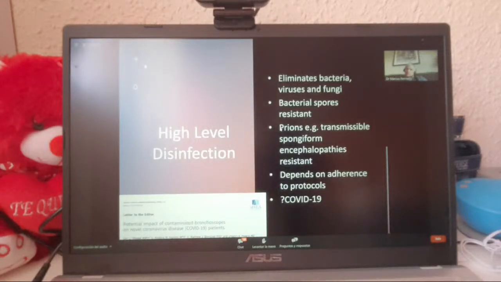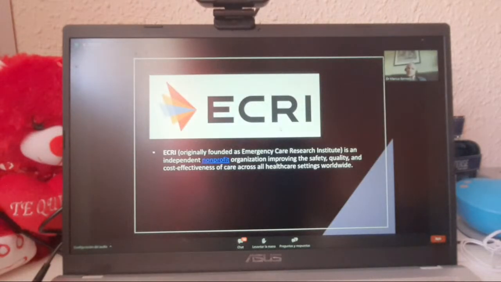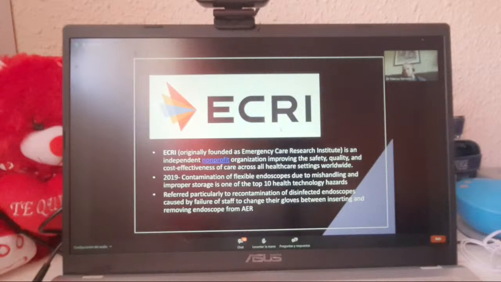There was one publication, a letter, wondering whether COVID virus would be resistant to high-level disinfection. The ECRI is the Emergency Care Research Institute, a global independent organization that looks at safety and quality across all healthcare settings. They bring out a top 10 list of important risks to our patients, and the contamination of flexible endoscopes due to mishandling and improper storage was in the top 10 and 29, and they referred particularly to recontamination of disinfected endoscopes.